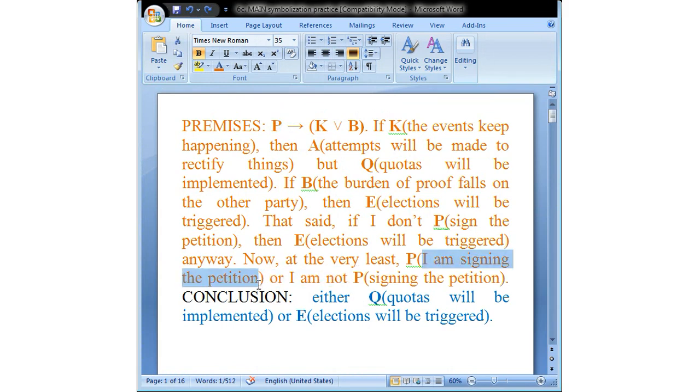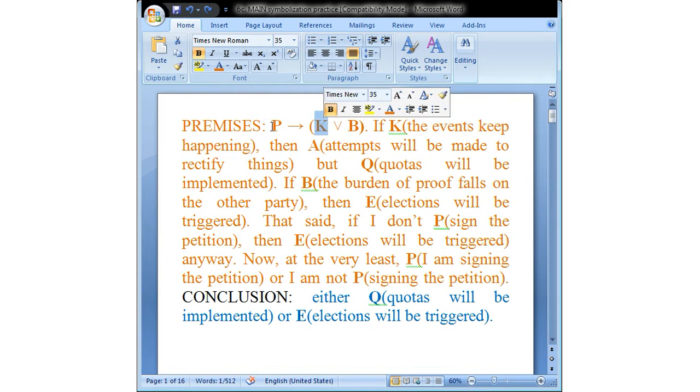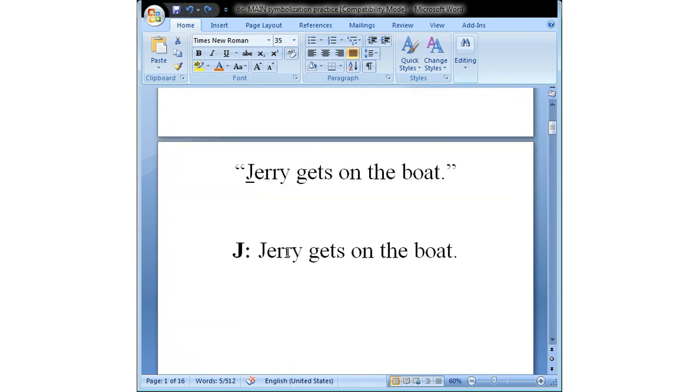So P, that's an atomic proposition. In this case, P stands for I am signing the petition. That's an atomic proposition. It's either true or it's false. You either are signing the petition or you're not. K, that's an atomic proposition. The events keep happening. They either keep happening or they don't keep happening. It's that simple. And anything more complicated or structural than that, we want that to be exhibited by our use of these symbols for the connectives. That's where that complication is going to show, but the individual letters stand for atomic propositions only.